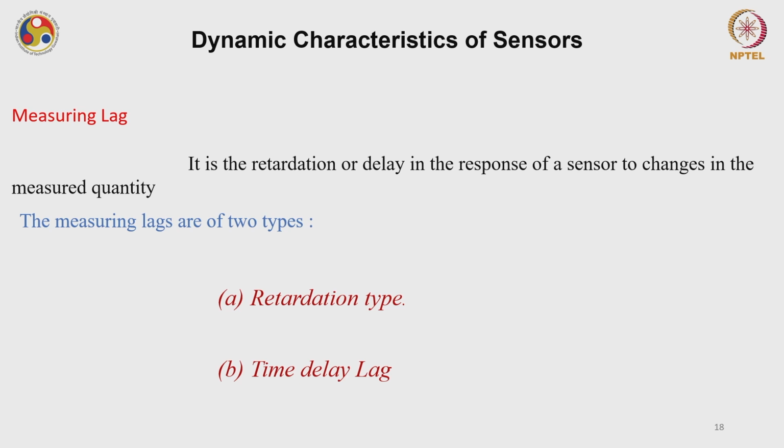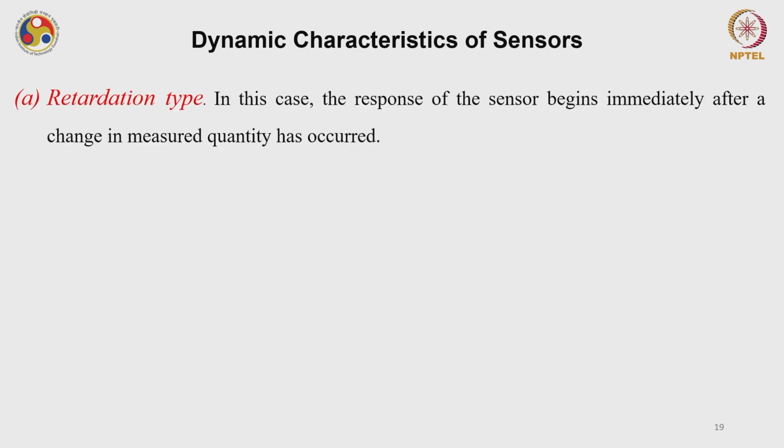The second dynamic characteristic is the measuring lag. It is the retardation or delay in the response of a sensor to changes in the measured quantity. The measuring lag is of two types: one is retardation type and another is time delay lag. Let's understand the retardation type and the time delay lag.